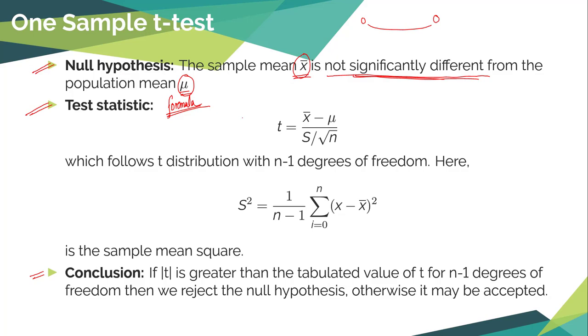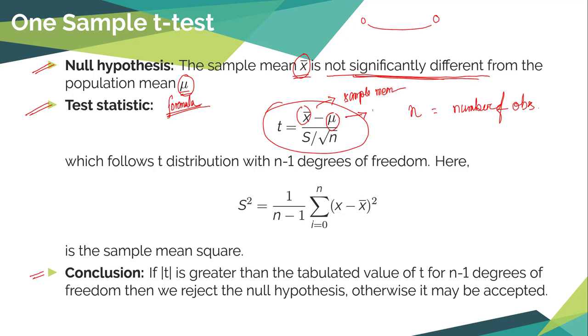So for the one sample t-test, the formula is t equals x bar minus mu, divided by capital S over root n. n is the number of observations, right? x bar is the sample mean, and mu is the population mean. This S is given by this formula; actually S square is given by this formula.